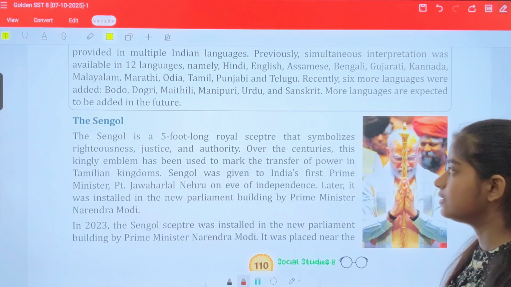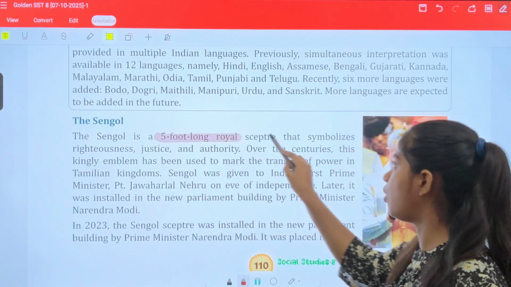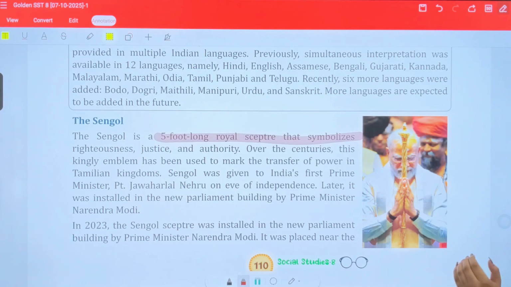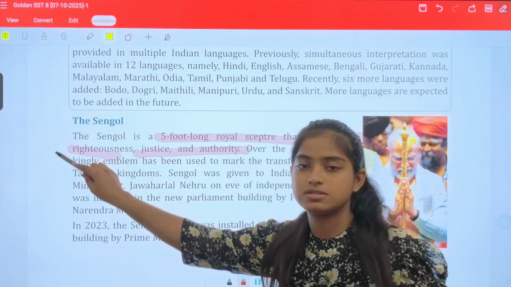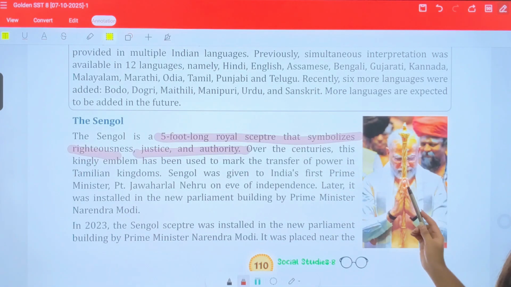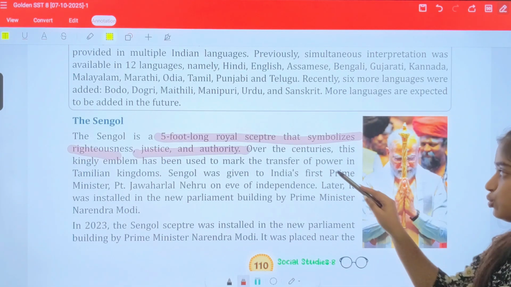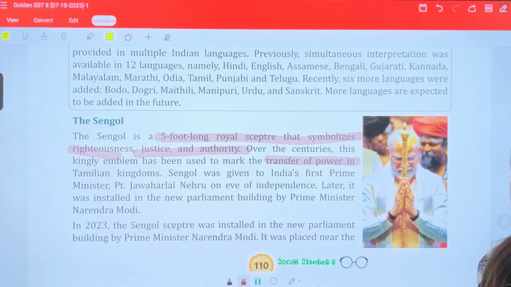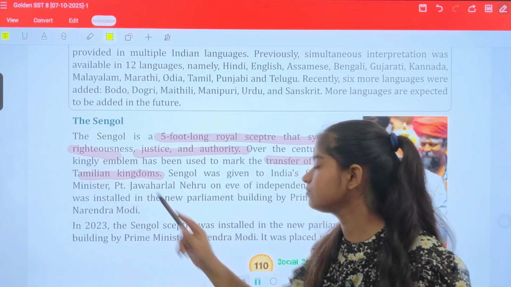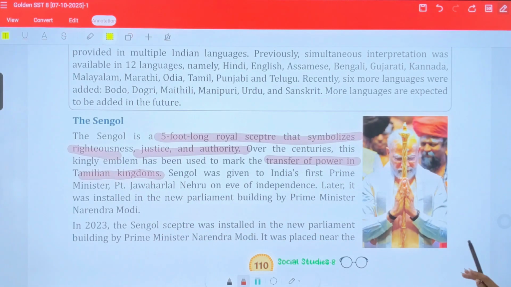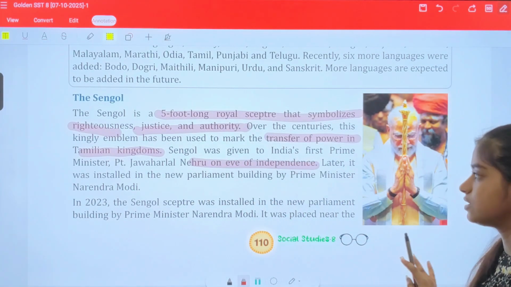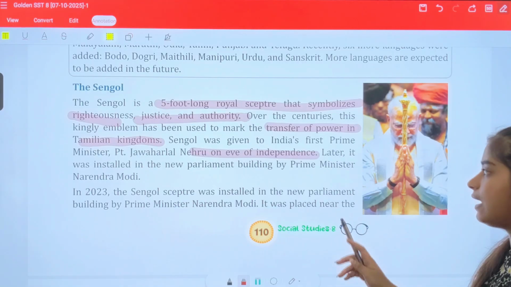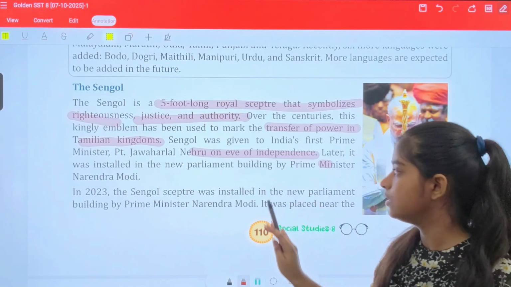What is Sengol? Sengol is a 5-foot long royal scepter that symbolizes righteousness, justice, and authority. This is very important. Over the centuries, this kingly emblem has been used to mark the transfer of power in Tamil kingdoms. Sengol was given to India's first Prime Minister Pandit Jawaharlal Nehru on the eve of independence. Later, it was installed in the new parliamentary building by Prime Minister Narendra Modi.